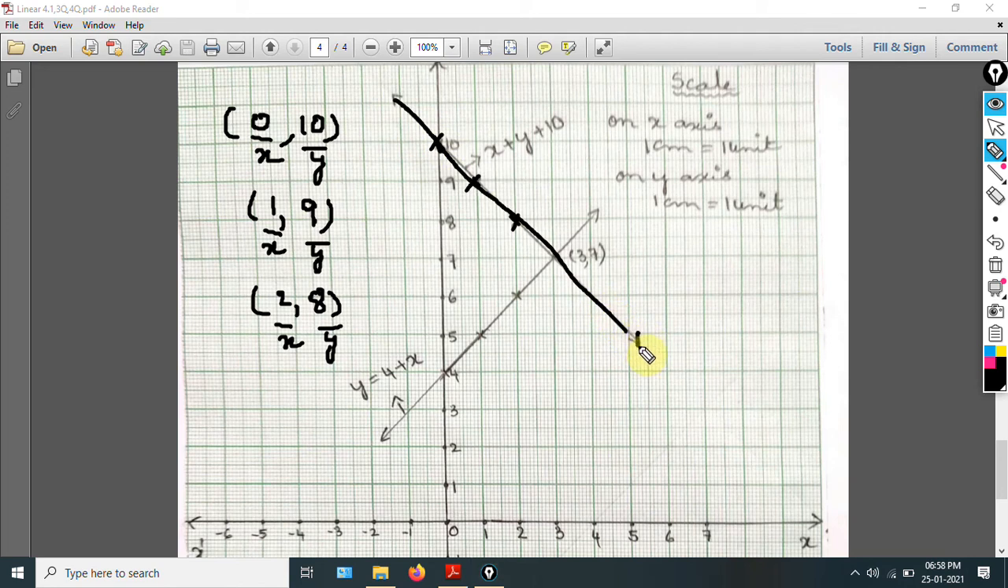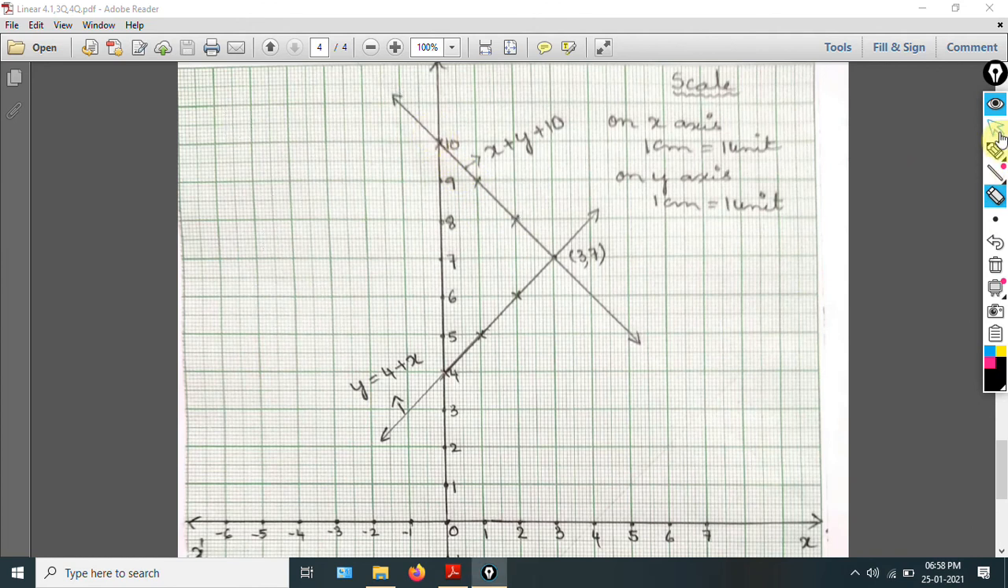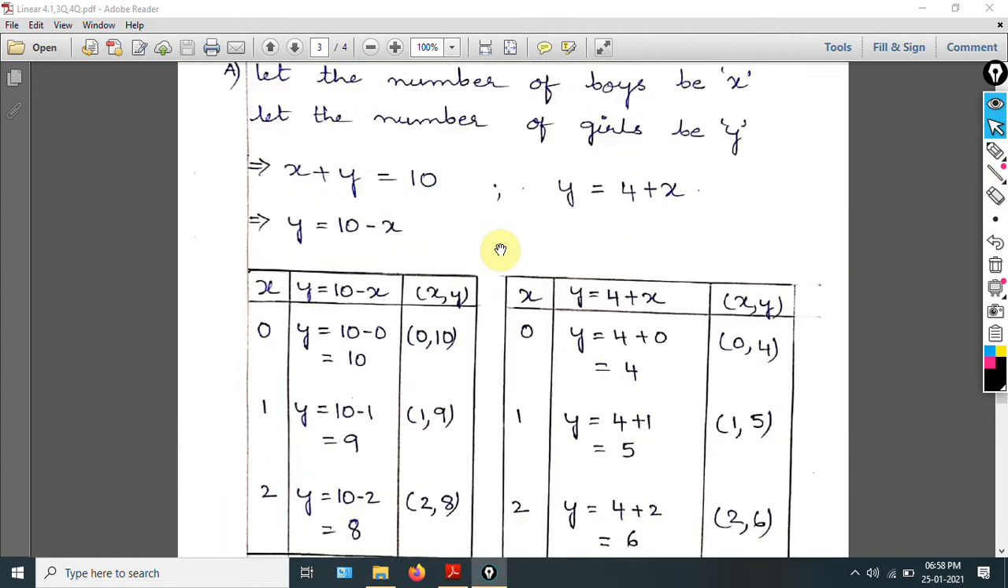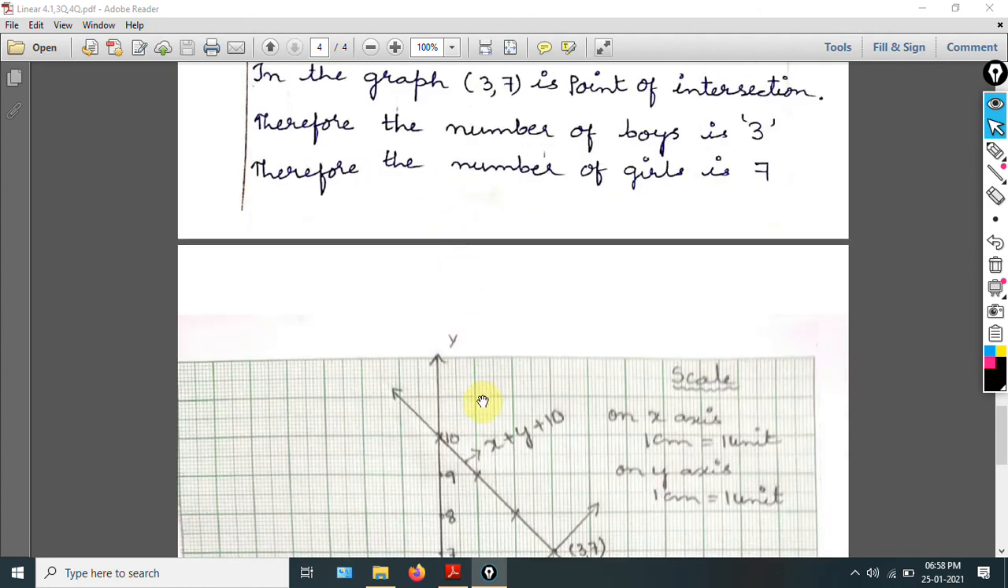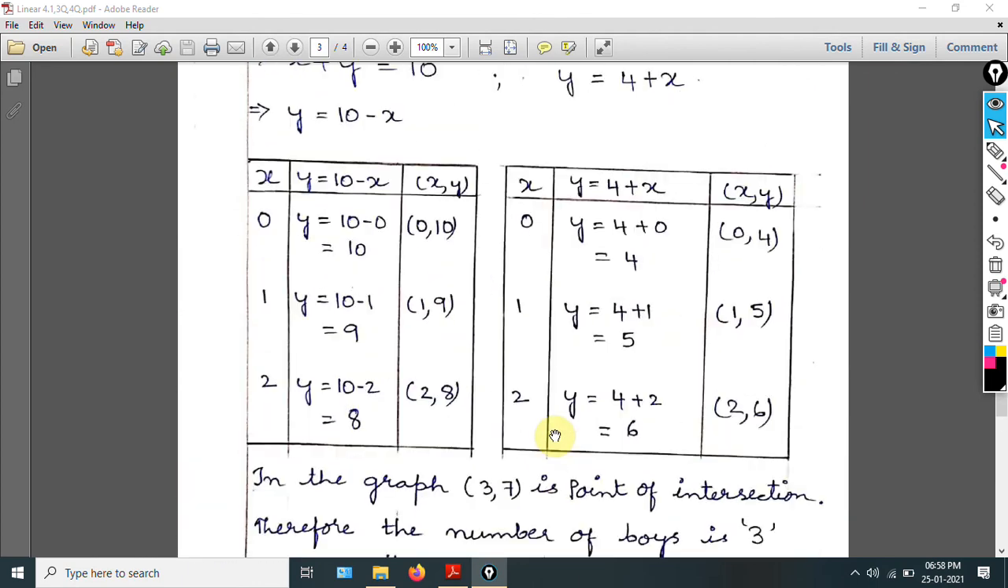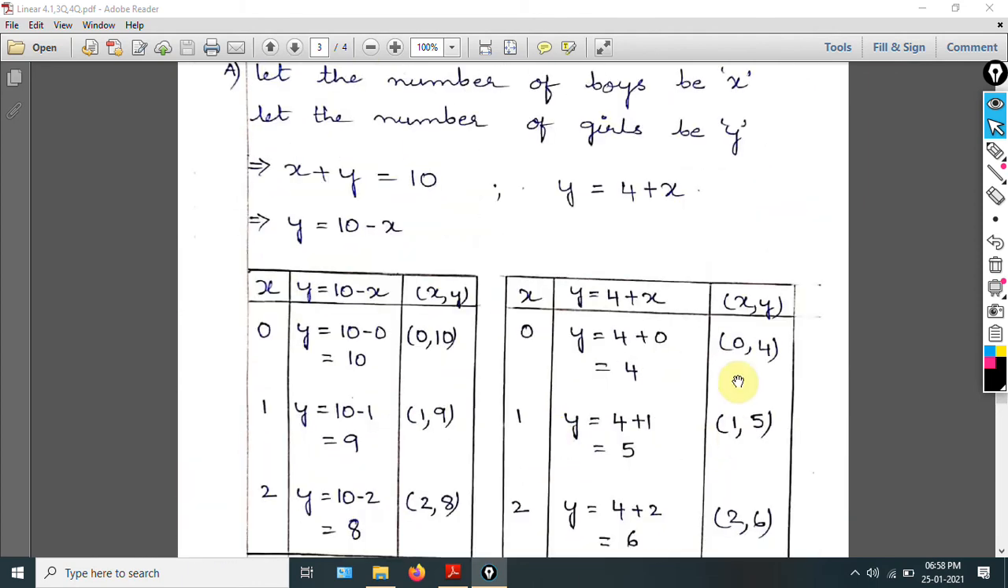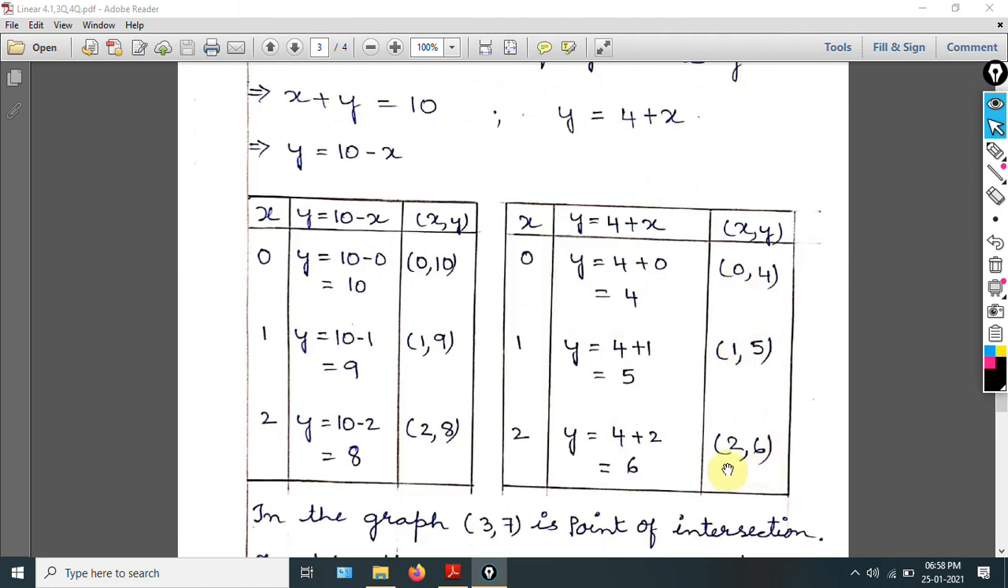After drawing that, what do we have to do? We have to mention for which equation we have got this line. For what equation we have got, we will see above. First I will rub this. For this we have got the equation x plus y equal to 10. We should write x plus y equal to 10 there.